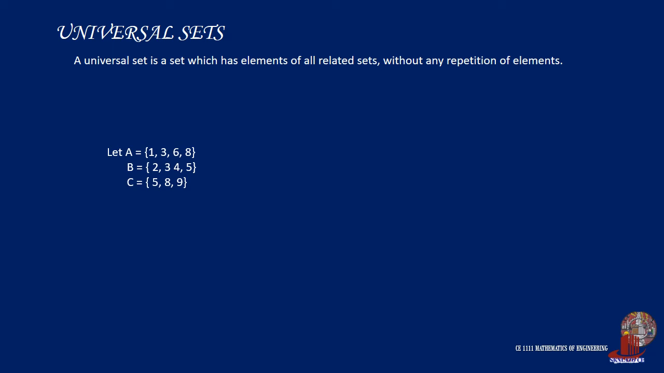By the definition, we know the universal set includes all the elements of the given sets. Therefore, the universal set for sets A, B, and C will be given as {1, 2, 3, 4, 5, 6, 8, 9}. From the above example, we can see that the elements of sets A, B, and C are altogether available in the universal set U. Also, if you observe, no elements in the universal set are repeated and all the elements are unique.